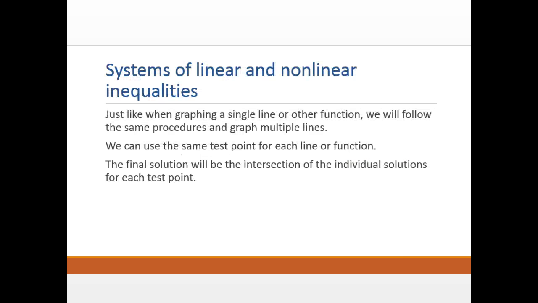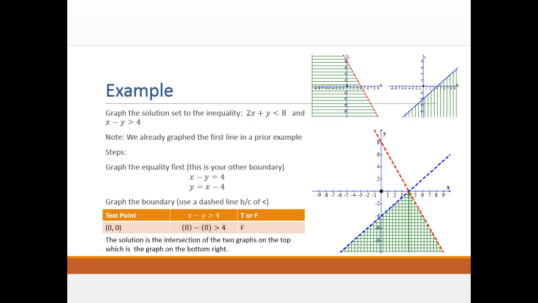Let's look at systems of linear and nonlinear inequalities. Just like graphing a single line or other function, we will use the same procedures and simply graph multiple lines or multiple functions. Now we can use test points again. We can actually use the same test point as long as the test point doesn't fall on a boundary. And the final solution is actually going to be the intersection of the individual solutions for each test point. So let's look at an example.